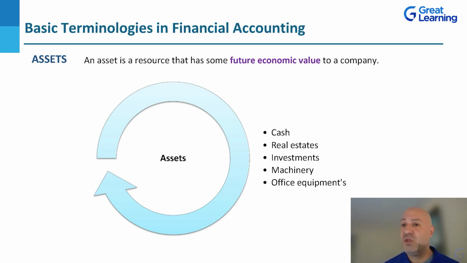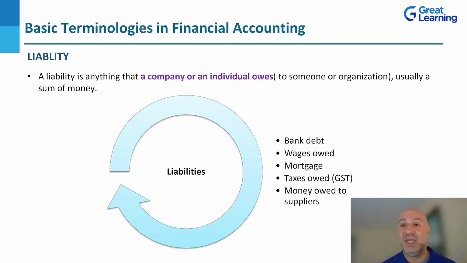Other examples, machinery. If you have a manufacturing company, you need machinery to operate. That's an asset. That's something you own. Yes, machinery does depreciate over time, but it's something you own and operate. And lastly, office equipment. Office equipment could be anything. Not anything, but a phone, a desk, a printer. That all falls in the asset category. It's owned by the organization. So that's assets. Let's look at liability.